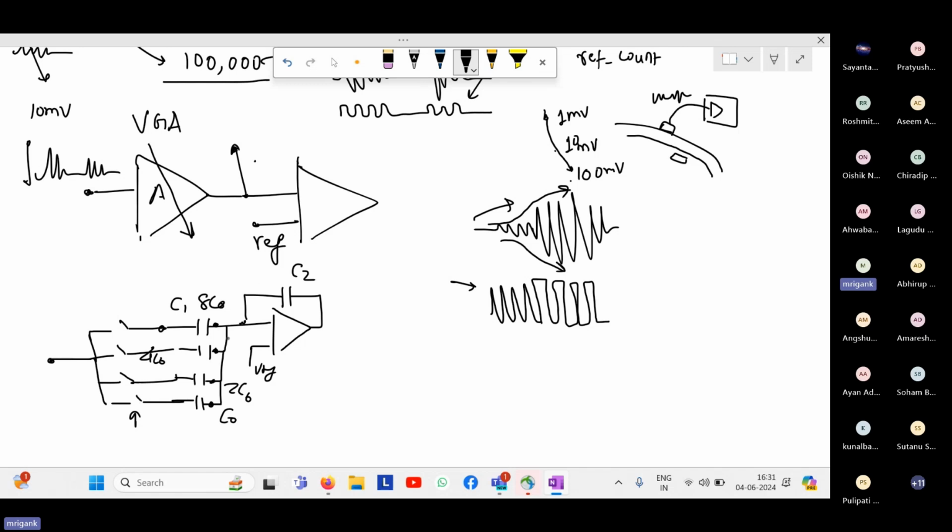But if I want to have minimum gain, I will turn off all these switches, and on this side too, if you have switches, you will turn off all of them. You will keep only C naught. In that case, the gain will be C naught by C2. Is that clear? So this is the way we can generate variable gain.